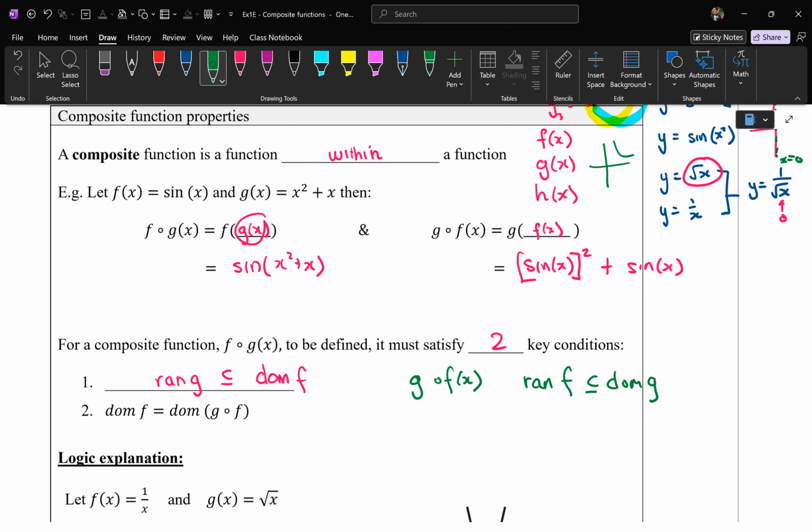I find that when students don't understand this, they just memorize that. And so when I give them a function like that, they still stick with this. Okay, so that's why I like to explain, well, why is it that range of g needs to be a subset of domain of f? If you understand this concept, why this occurs, you understand what the exercise is trying to do.